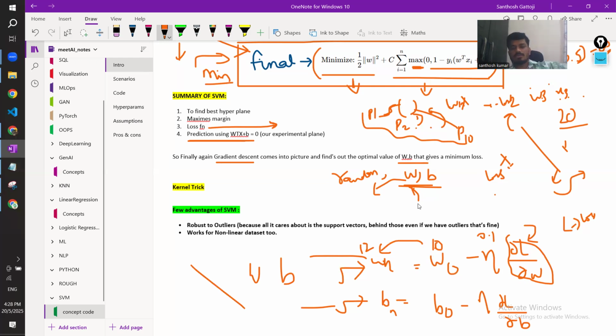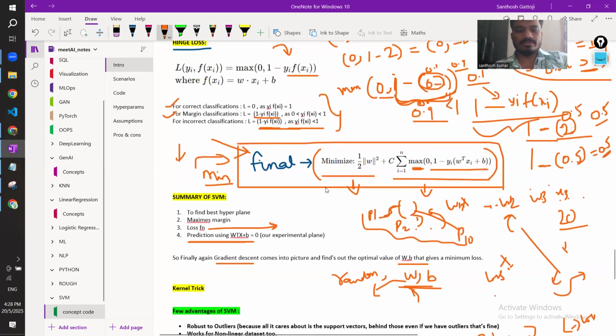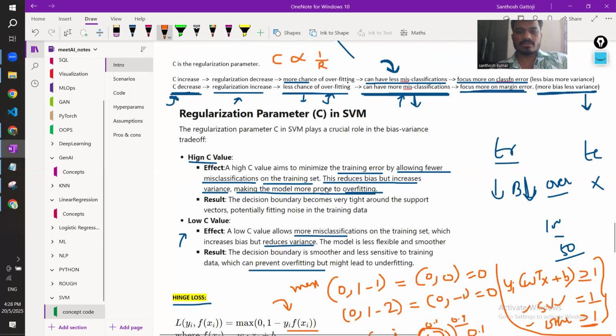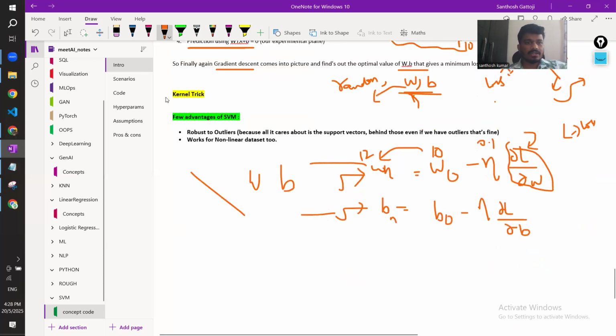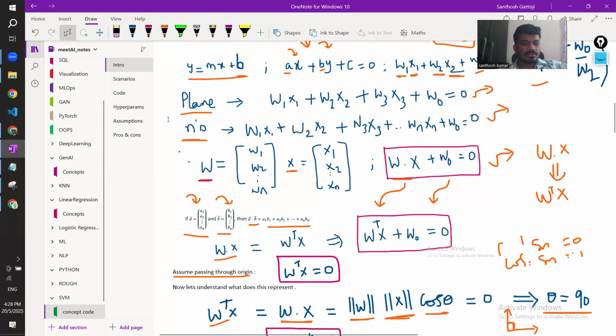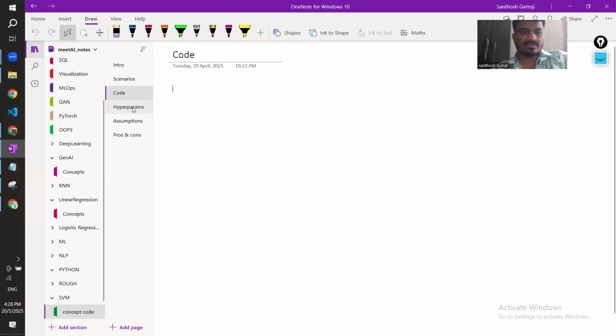Okay, fine. So I would say that concludes most of the theory of SVM. We saw the basic equation, hard margin, soft margin, everything. And a small scenario also we have seen, given multiple planes, how you can find out. Only the code remains, so we have a code session, we'll see next class, which is very simple. So code is nothing to worry about, and hyperparameters, assumptions, everything is fine.